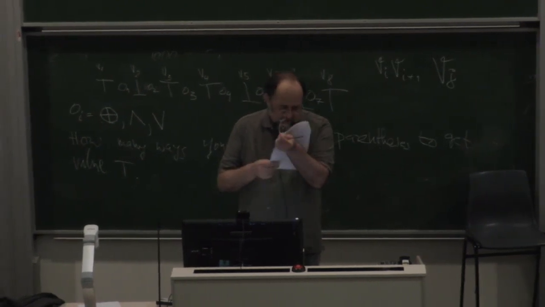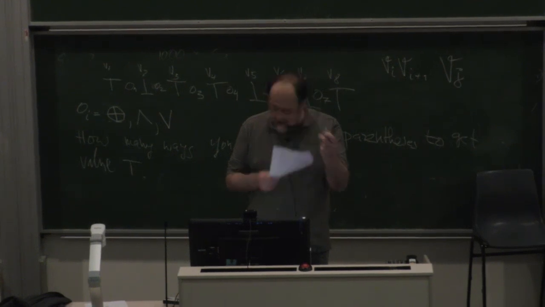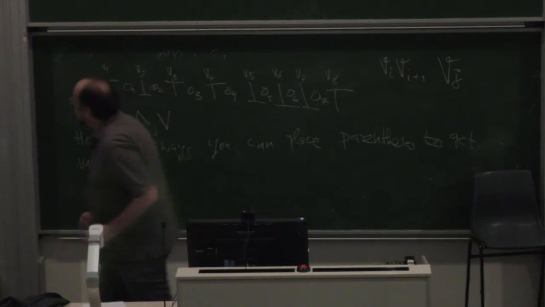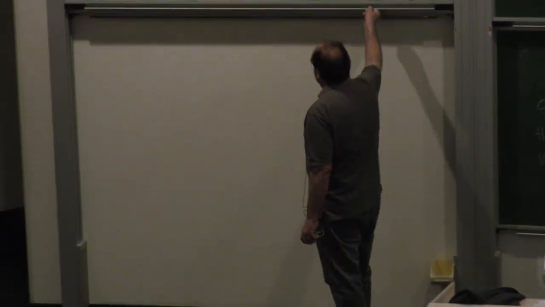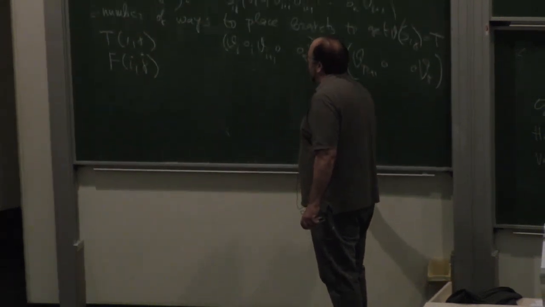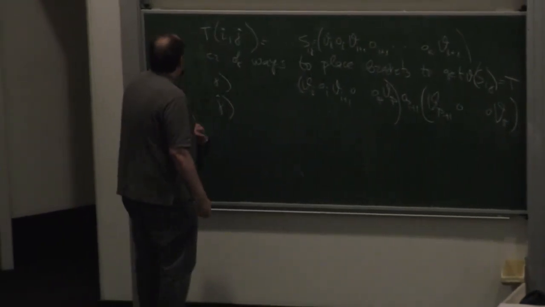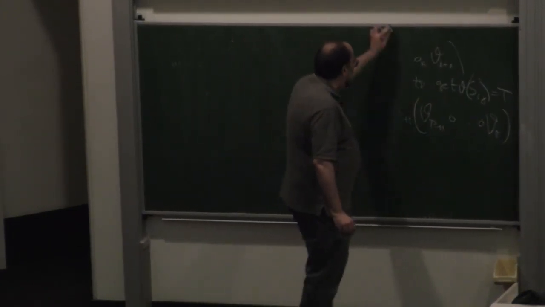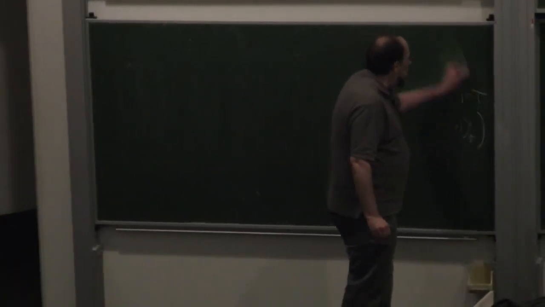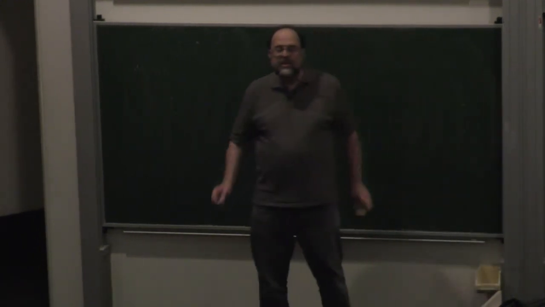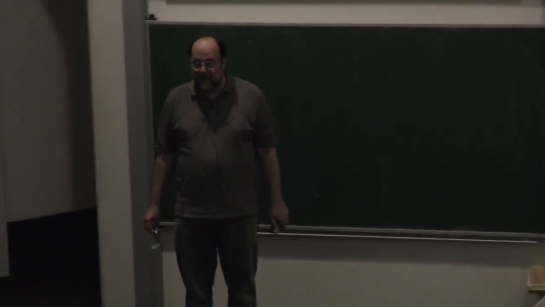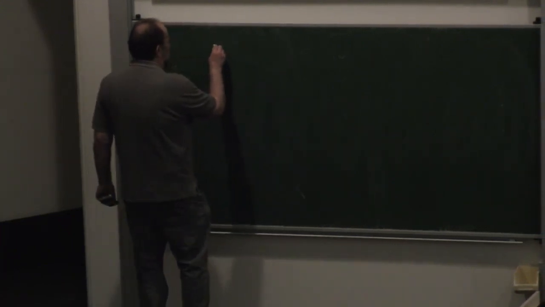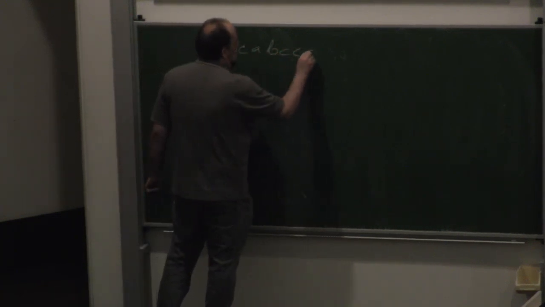Okay, here is a very nice one. You are given a long string of characters. Your task is to delete as few characters as possible, without changing the ordering of what's left, to obtain a palindrome. So you have something like A, B, C, A, B, C, C, A, and so forth.